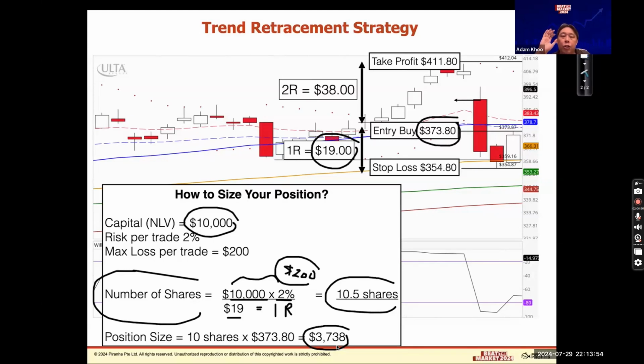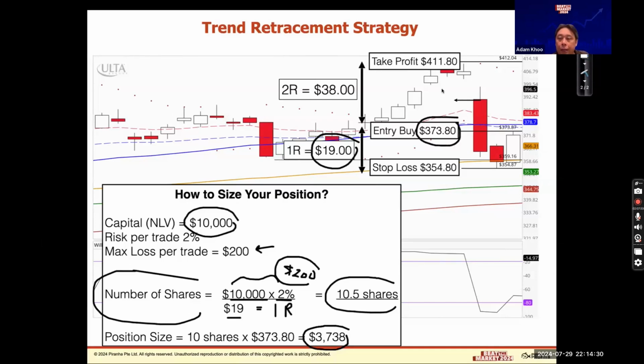Now, question, is your position size your risk? No. What is your risk? Your risk is $200. Understand? So remember this, write this down. Your position size is not your risk. Your risk is $200. Why 200? Because it is 2% of your 10 grand capital.